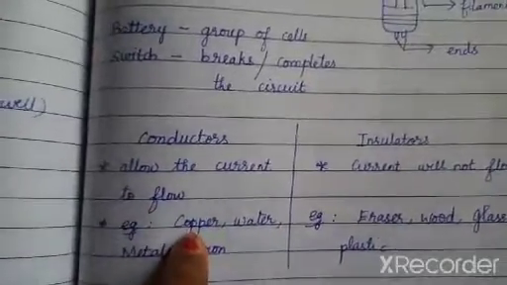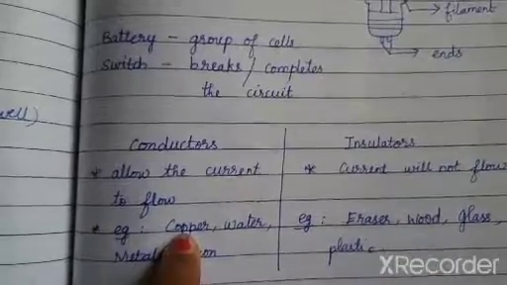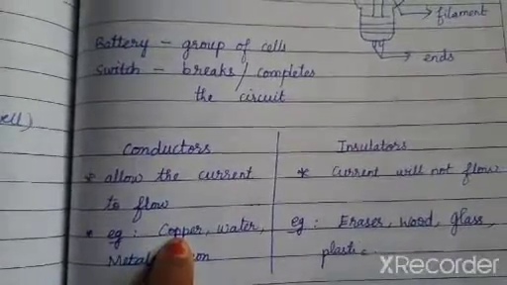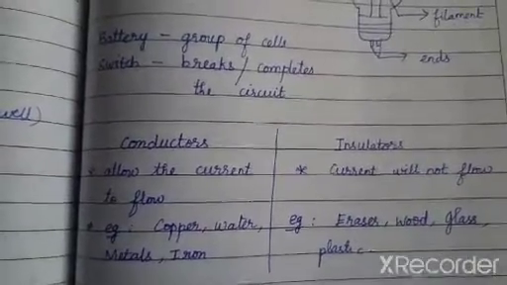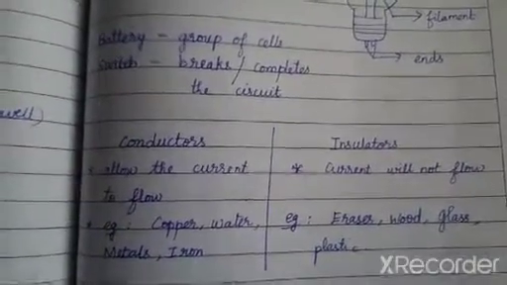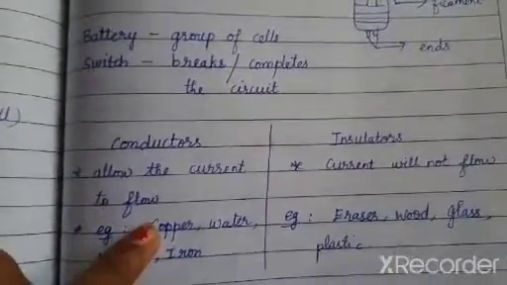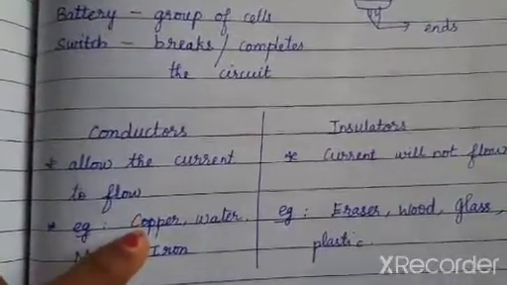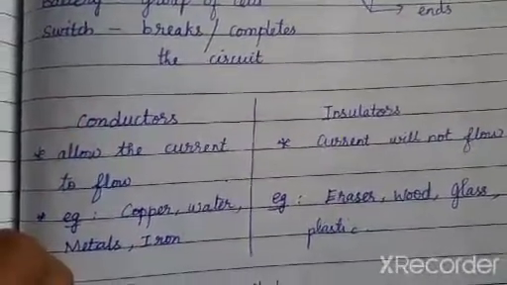That is why we use copper wires for connections in the electric board and all. We can use silver also for the wires, but since silver is expensive, we do not use silver wires. We prefer copper wires. Silver is also a conducting material.